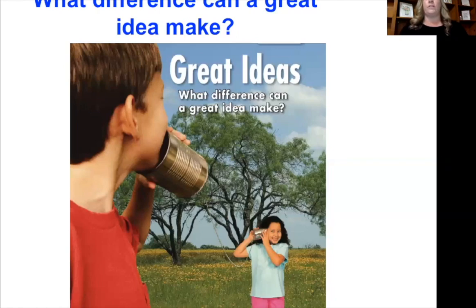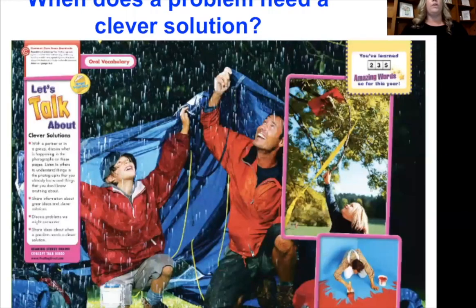Other inventors have continued to improve these ideas. We now have a lot of ways we can communicate better. Cell phones, computers, internet. Wow, great ideas can really solve problems, such as trying to communicate with someone who lives far away from us. The essential question for this story is, when does a problem need a clever solution? What is a problem? A problem can be something that we don't like or something that needs to be fixed.